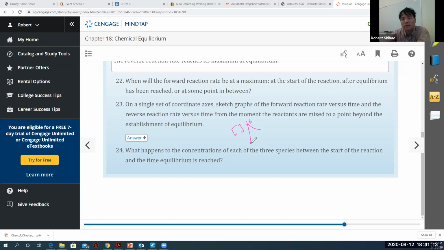The products start off at 0 because there are no products initially. And then as the reaction takes place, we'll start to build up the concentration of the products. As the concentration of the products increases, eventually it's going to meet the reactant concentration, and it's going to stabilize here once equilibrium is established. The product concentration builds up until there's so much product that the reverse reaction is occurring at the same rate as the forward reaction. So it's going to look something like that.